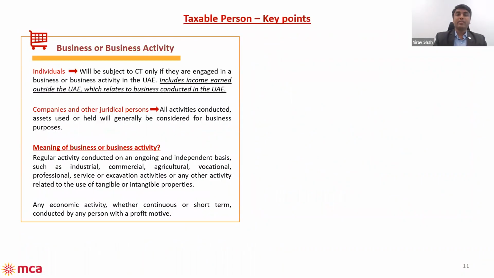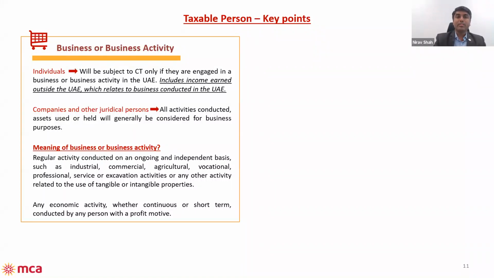Moving on to the two important terminologies, business and business activity, and the UAE source income. First, we will speak about what is business and business activity. This is relevant because the tax is being levied on the business or business activity of a person. For an individual, it is very important because individuals will be taxed only on the business income. In case they have any other income which is not relating to their business, it will not be subject to tax in the UAE. For a company, it's a general presumption that whatever activities the company is undertaking would be considered as a business activity, and accordingly, the entire income would be taxed as business income.